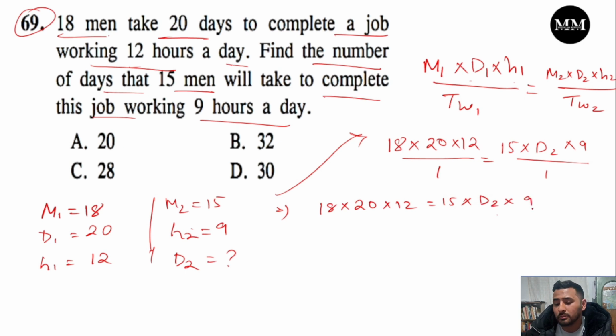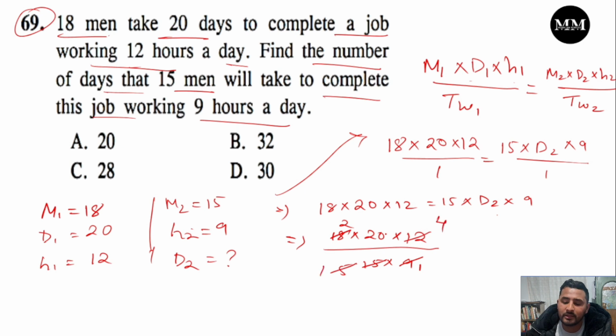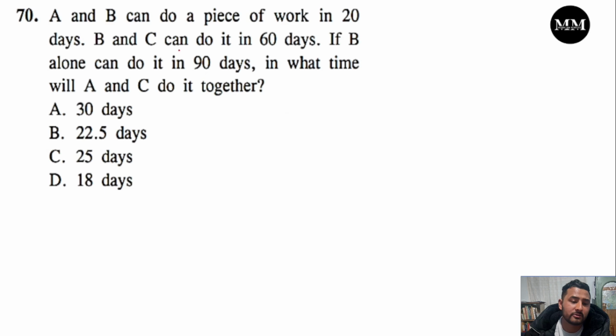To get D2, bring this 15 and 9 below. 18 into 20 into 12, just cross multiply. Bring this 15 into 9 down. Start with the cancellation. 9 1 is 9, 9 2 is 18. 3 5 is 15, 3 4 is 12. 5 1 is 5, 5 4 is 20. So when you multiply this, 2 4s are 8, 8 4s are 32 days. So D2 will be 32 days. Answer will be option number B for question number 69. Let's go to the next question, that is question number 70.